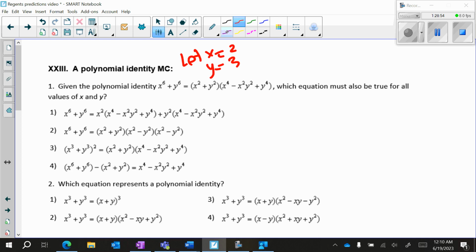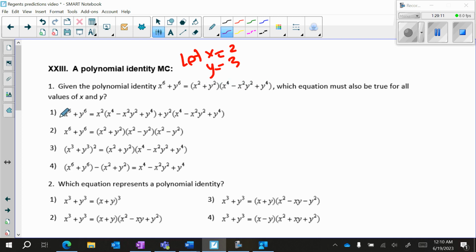Some of you might also see that this is actually factoring in disguise. So believe it or not, this is actually x squared plus y squared. This is actually perfect cubes, because the cube root of x to the 6 is x squared. And then you square, multiply, square.